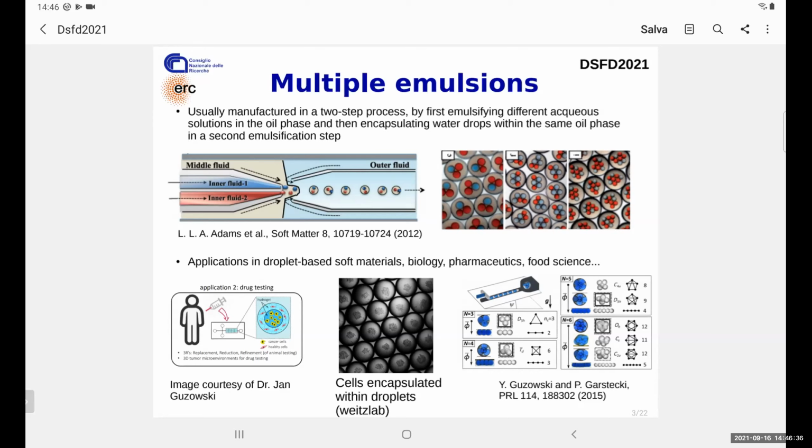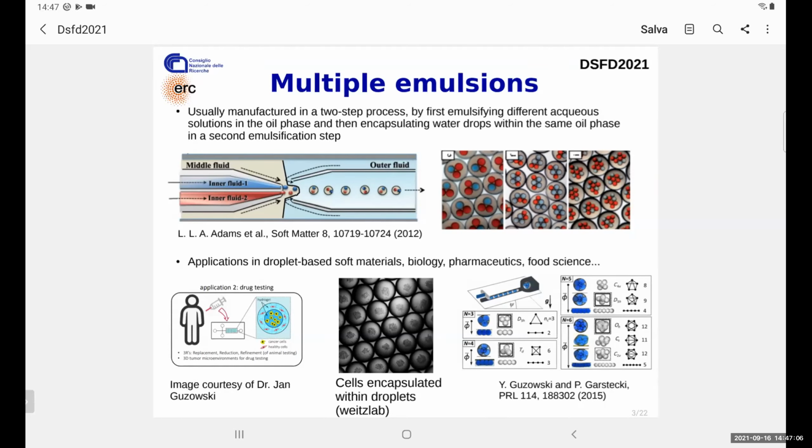These multiple emulsions have attracted the interest of many fields of, let's say, modern science. I'm just mentioning some of these. For example, you can have applications of this multiple emulsion in soft materials. So you can imagine, in tissue engineering. They can also be used as a platform, as a microenvironment, for the cultivation of 3D tumor cells for drug testing.